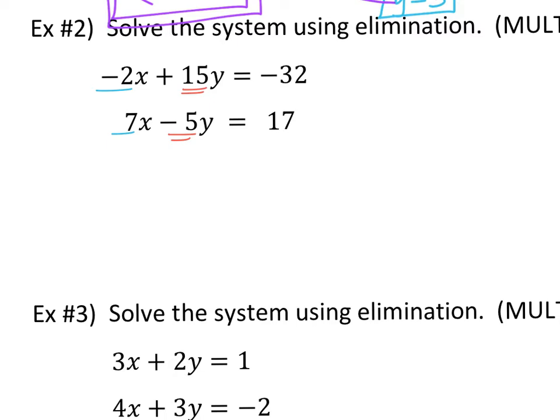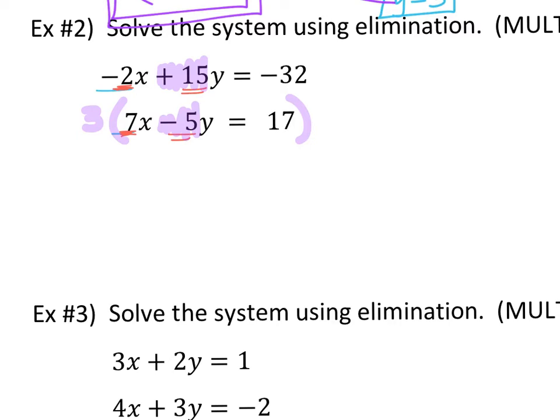So you have to ask yourself, what could I multiply one of my equations by so that I do get opposites? Well, negative 2 you can't multiply by something very easily to get 7. And 7 you can't multiply something very easily to get negative 2. But if you look here, a negative 5 and a positive 15, if we just take this whole bottom equation and we multiply by 3, I will get a negative 15, which is the opposite. So here's what I'm going to do.